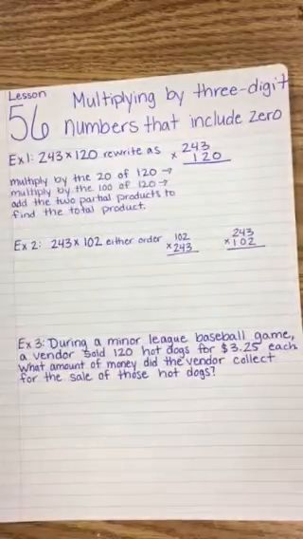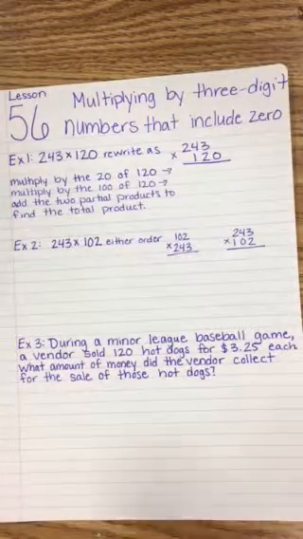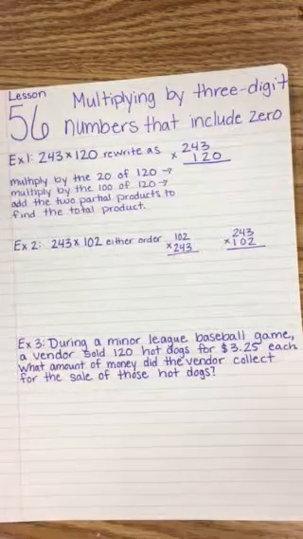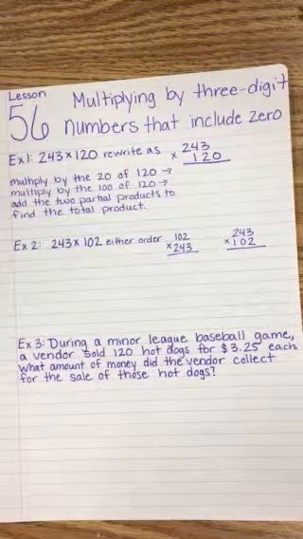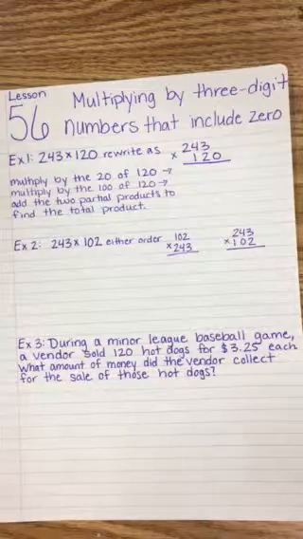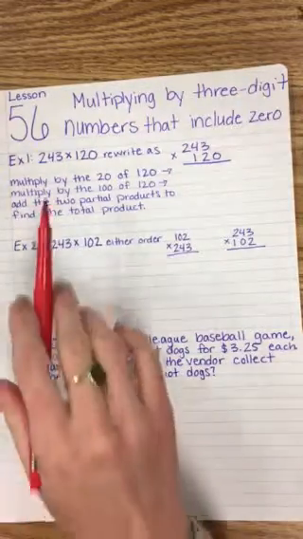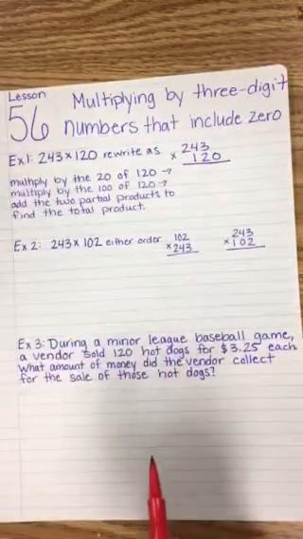Lesson 56. Multiplying by three-digit numbers that include a 0. When we multiply by a three-digit number that has a 0 as one of its digits, we may find the product by doing 2 multiplications instead of 3. So, for example, we are going to multiply 243 by 120.